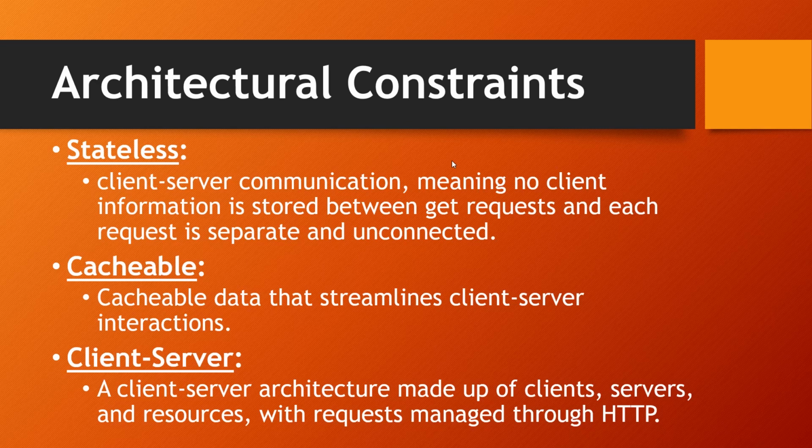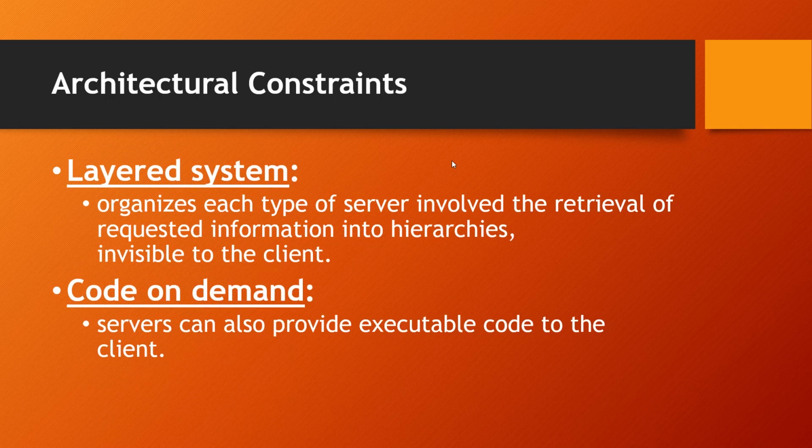Now, the fifth constraint is layered system. A client cannot ordinarily tell whether it is connected directly to the end server or to an intermediary along the way. Intermediary servers may improve system scalability by enabling load balancing and by providing a shared cache. Layers may also enforce security policies.